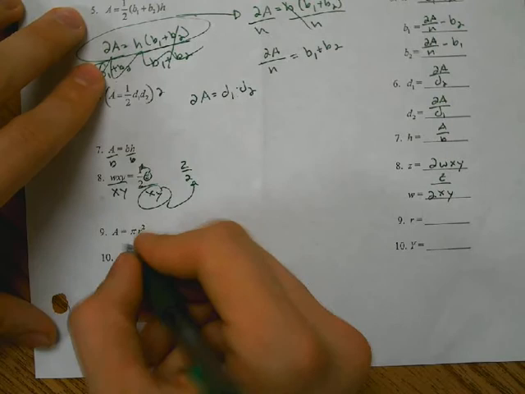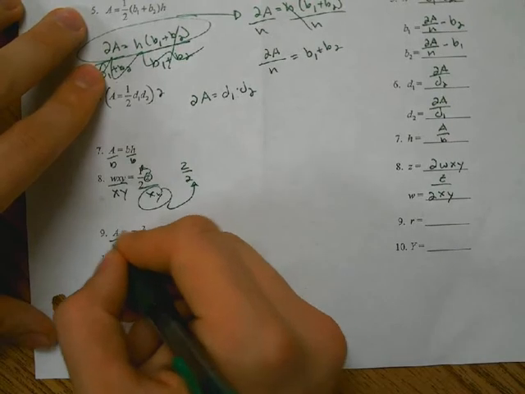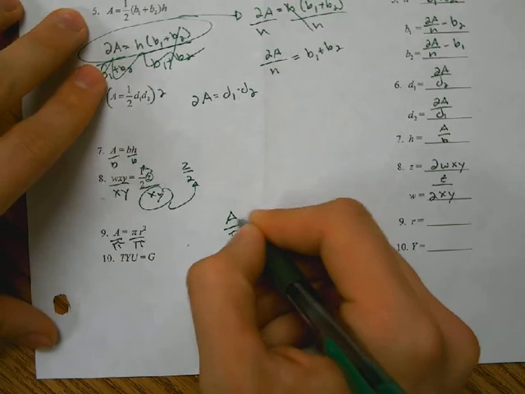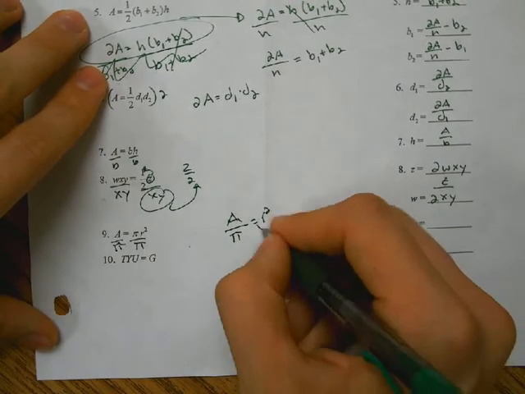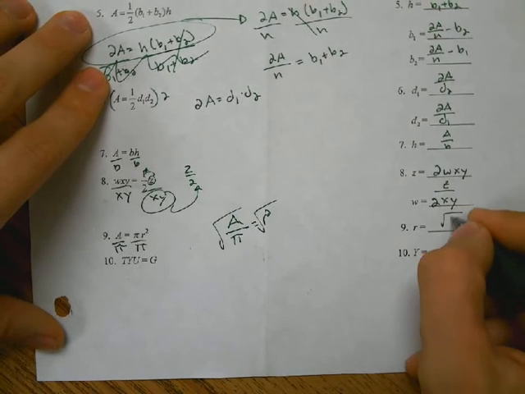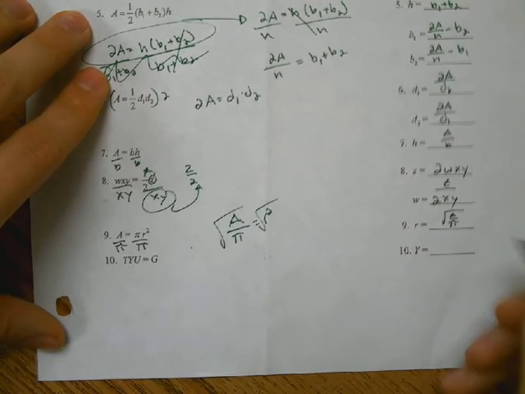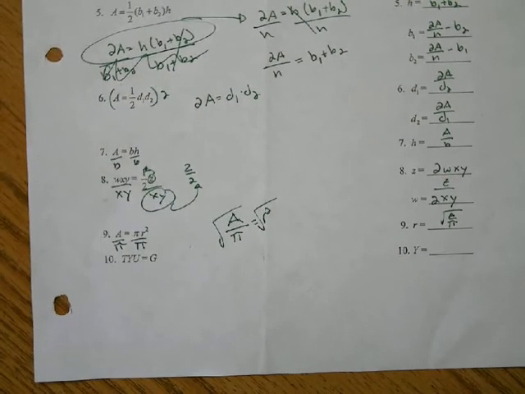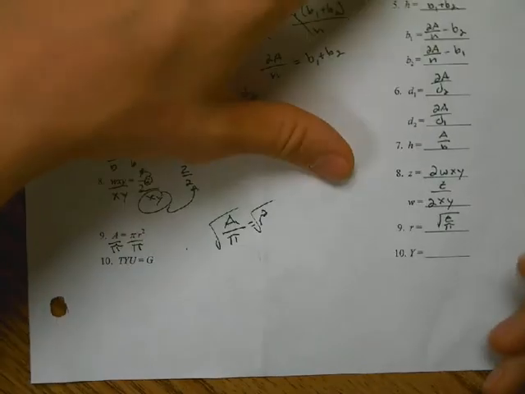Last two, I want R. The first thing I'm going to do is divide by pi. So A over pi is going to be equal to R squared. Last step, take the square root of both sides. R is going to be equal to the square root of A over pi. This is what I would accept. If you have to rationalize this, you've got a pi in there. So rationalizing it is a bit of a stretch.